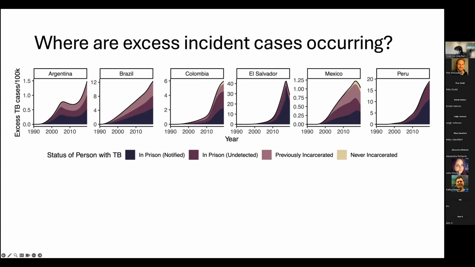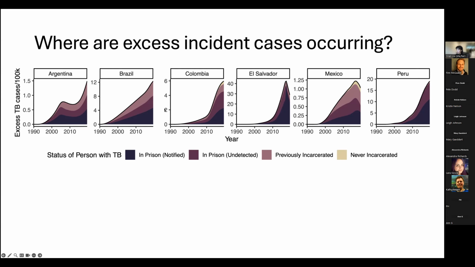So next, we wanted to ask where these excess incident cases are occurring. And so here, the upper black line on each of these facets is what I've already shown you on a previous slide in terms of the total excess burden attributable to mass incarceration. But now we've filled in these plots with the subgroup or the location where disease is progressing and occurring. So we can go through these colors one by one. The darkest purple color at the bottom here represents the fraction of the excess cases that occur within prison and, according to our model, are notified during incarceration.